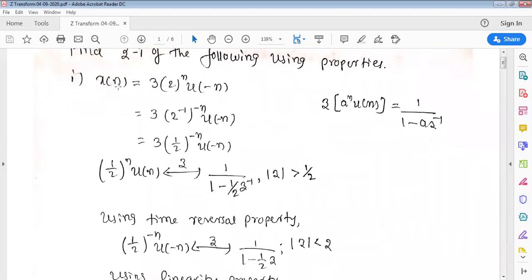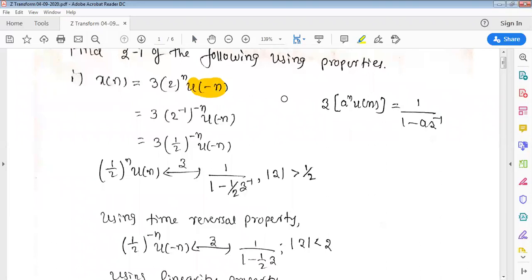x of n is equal to 3 into 2 power n u of minus n. Here you should not use the basic Z transform formula. You should use the properties of Z transform and solve the problem. Look here, he has given u of minus n. So there is only one term with minus.